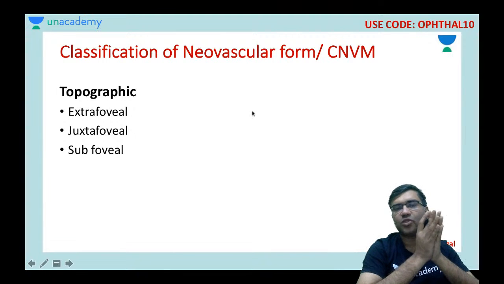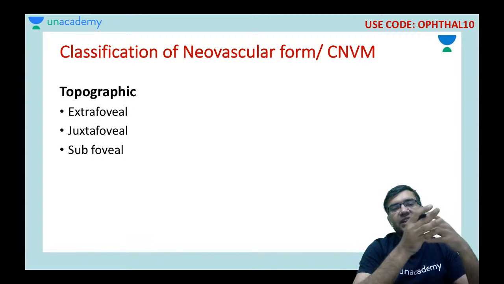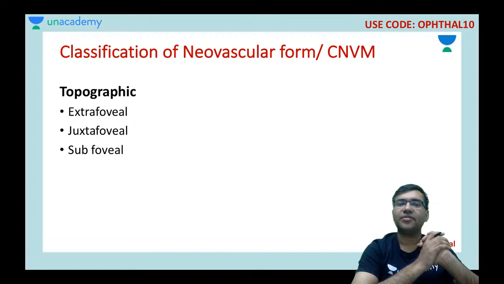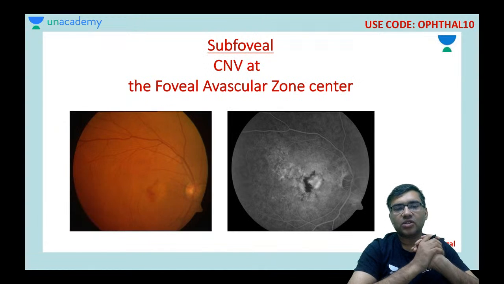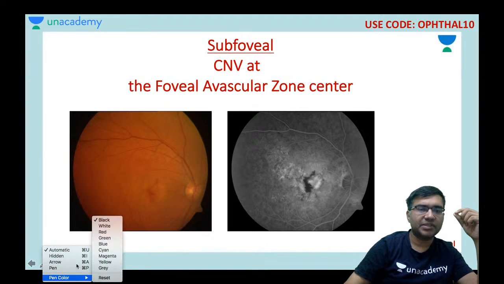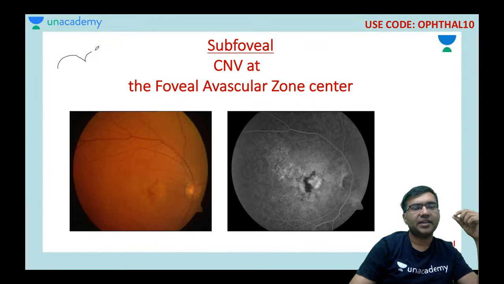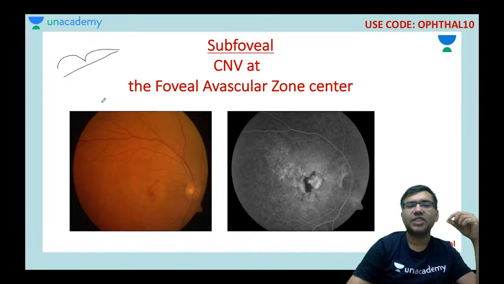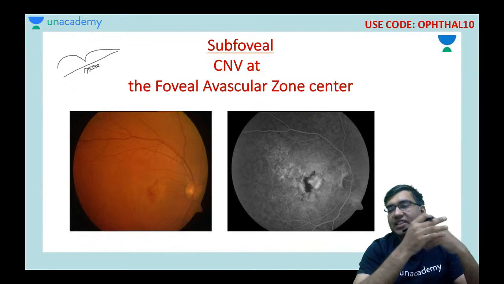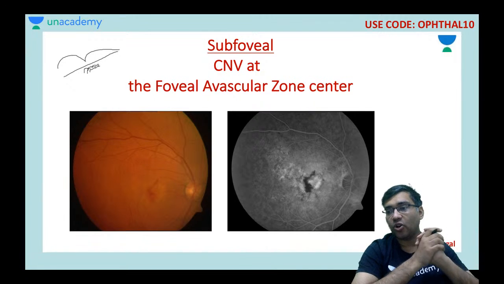Now there are three types of wet ARMD. Topographically, I divide it into extrafoveal, juxtafoveal or subfoveal type of wet ARMD. What do they mean? So subfoveal is the most dangerous. What I mean here is they are just beneath the foveal avascular zone. Okay, so if this is my OCT picture, these new vessels are basically around the center of the fovea. So they can be very dangerous to the patient and their treatment would also be difficult.